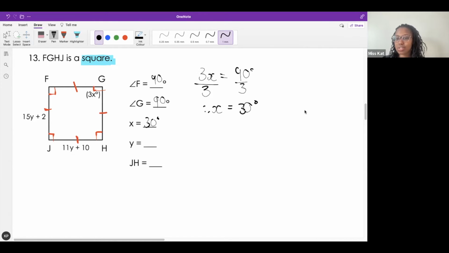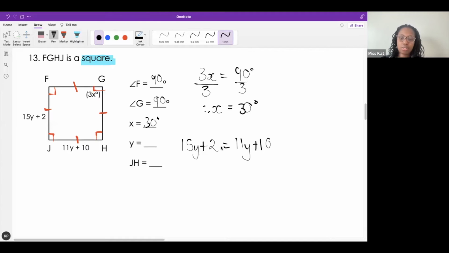Zekatelo says JH is equal to, okay, all the sides are equal basically. And Umulemo has written down what I was looking for. Thank you, Umulemo. 15y plus 2, which is one of the sides, is equal to 11y plus 10. Does that make sense? Is there anyone who has lost and would like an extra explanation?